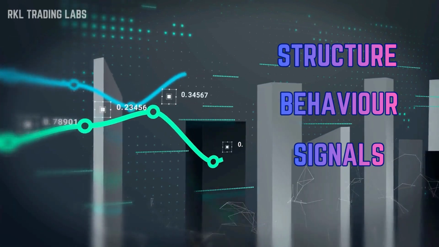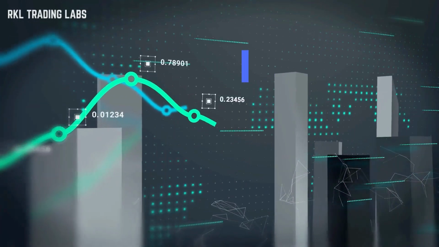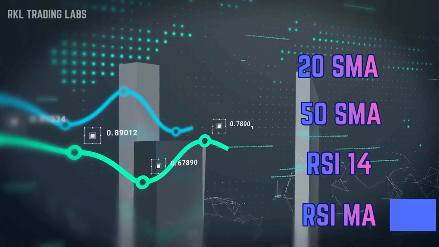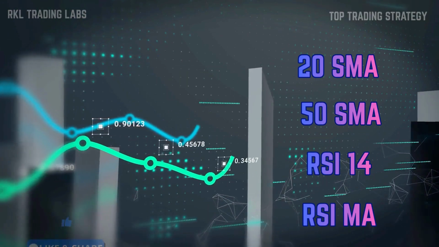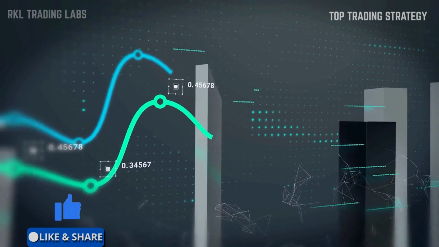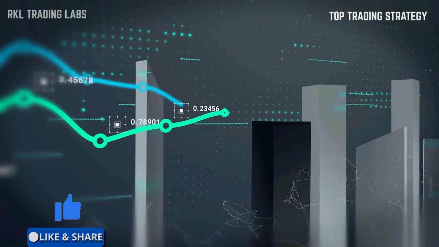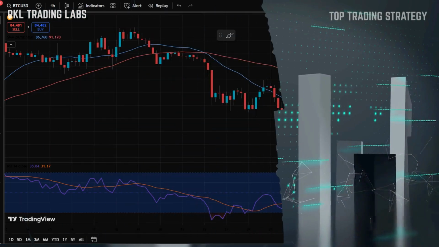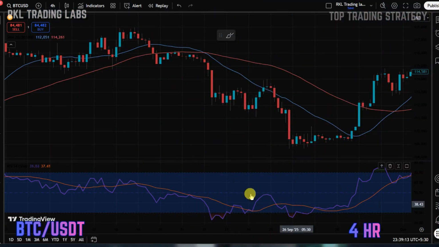For this setup, we only use 3 indicators: 20 SMA, 50 SMA, RSI 14, with RSI moving average. That's it. Clean, simple, powerful. Now let's go directly to the BTC USD 4-hour chart.